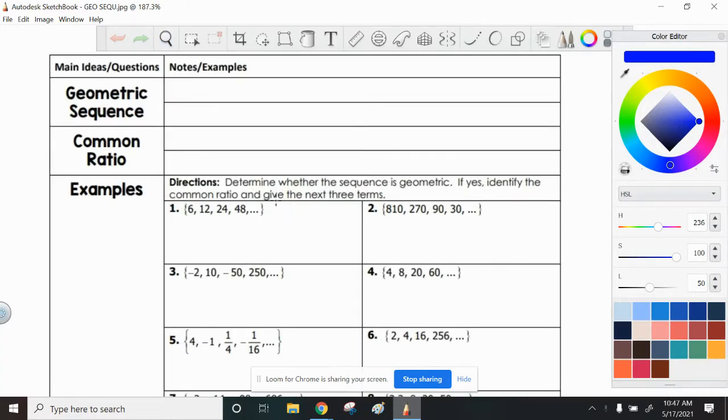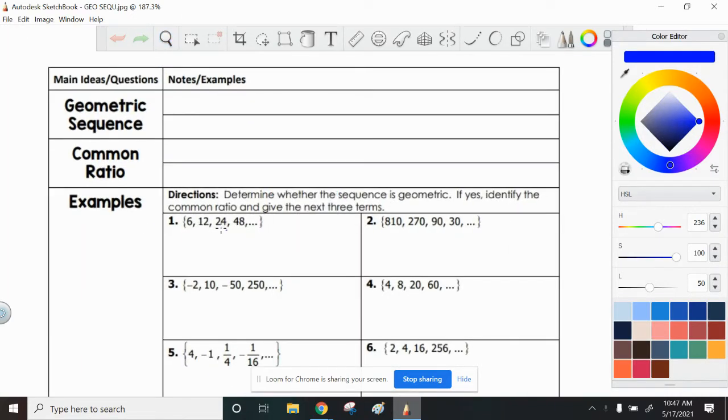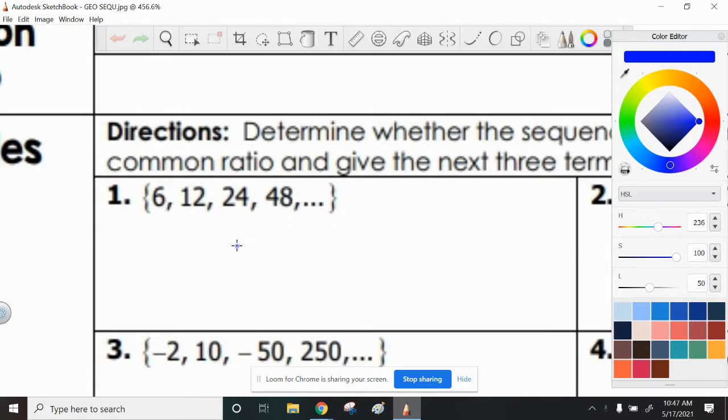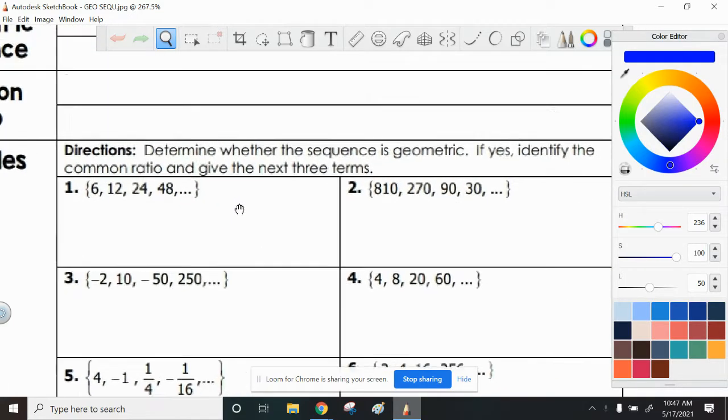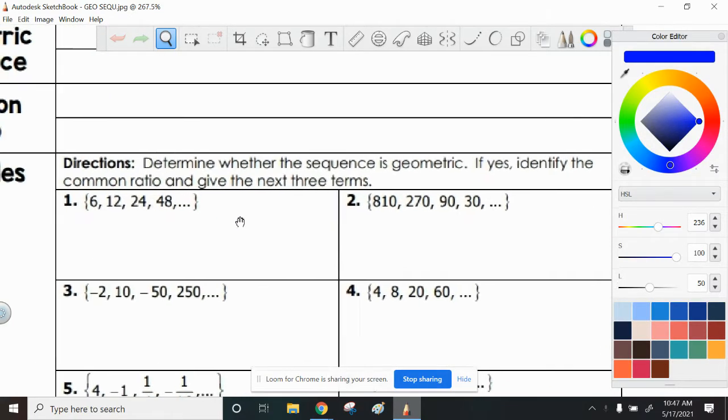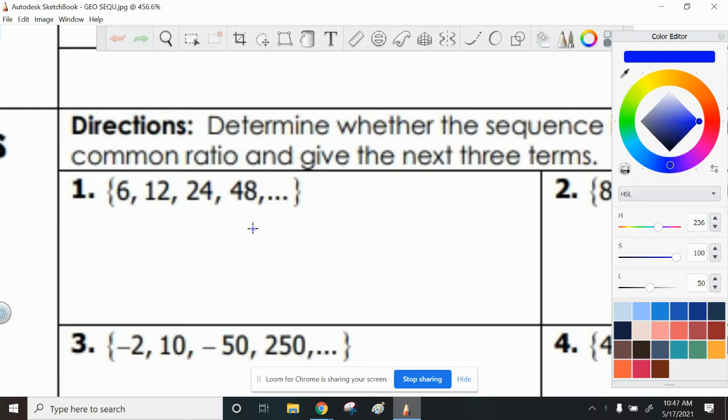All right, chatting about geometric sequences. If we look at these patterns, we just look at pattern number 1, determine whether the sequence is geometric or not. If it is, identify the common ratio and give the next 3 terms. And I'll tell you right now that number 1, yes, is a geometric sequence.